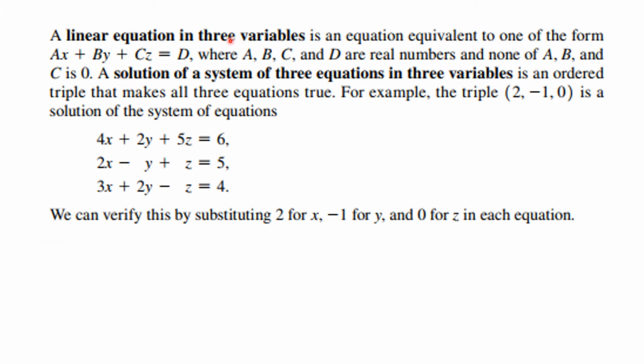A linear equation in 3 variables is an equation equivalent to one of the form ax plus by plus cz equal d. The a, b, and c are constants, real numbers, and the d is also a real number, and x, y, and z are variables. A solution to a system of 3 equations in 3 variables is an ordered triple that makes all 3 equations true. So this is going to be x, y, and z. So this triple, 2, minus 1, 0, is a solution to this system, and you can verify this by substituting 2 for x, minus 1 for y, and 0 for z in each of the 3 equations.